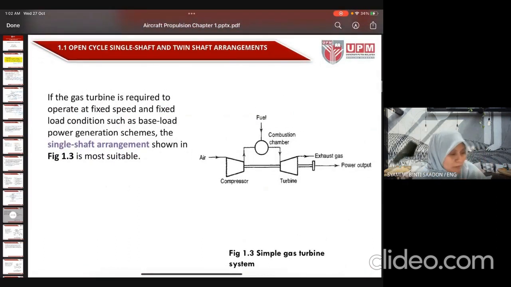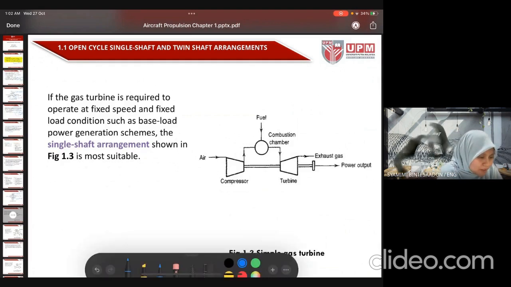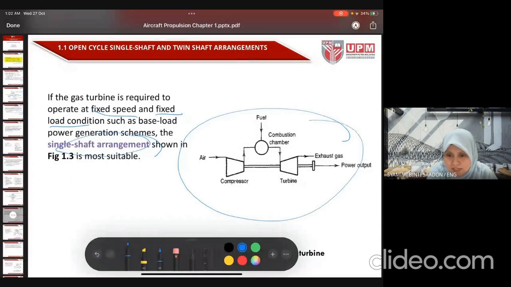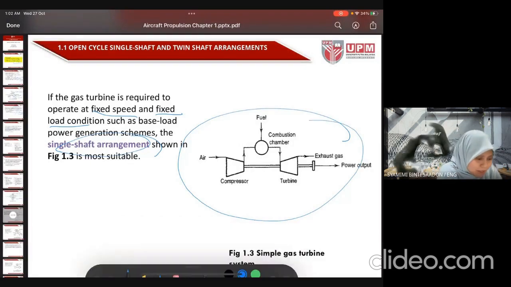Okay, back to open cycle. If the gas turbine is required to operate at fixed speed and fixed load condition, the single shaft arrangement is more suitable. If we have a fixed speed and fixed load, we can use a single shaft arrangement. Single shaft is like this, the basic simple gas turbine.